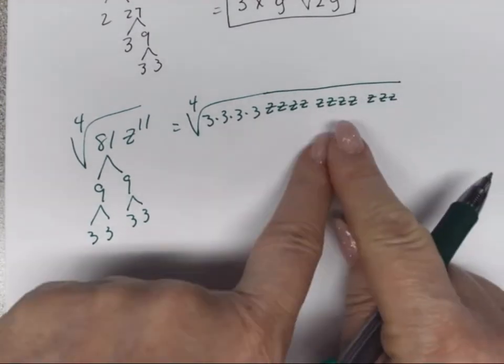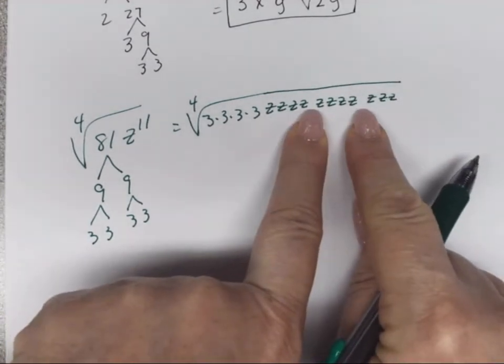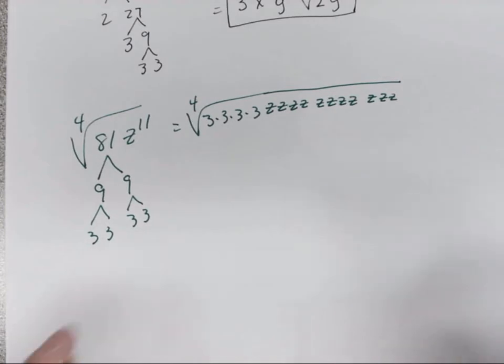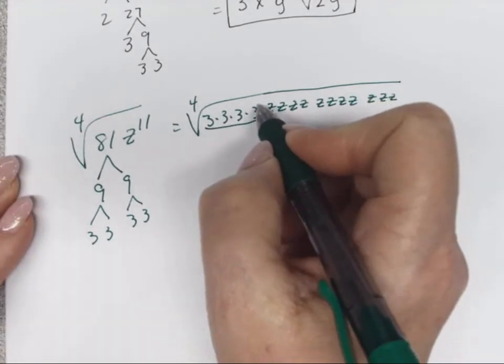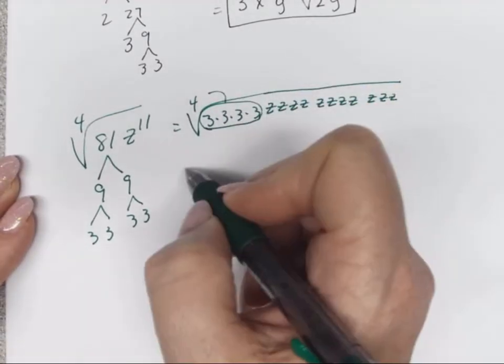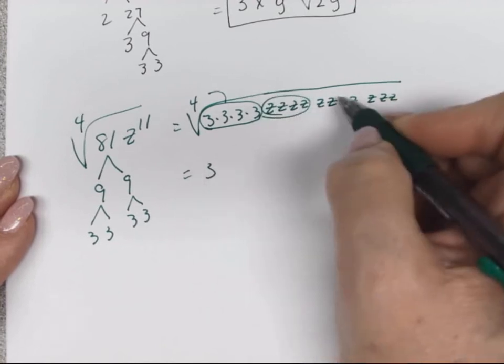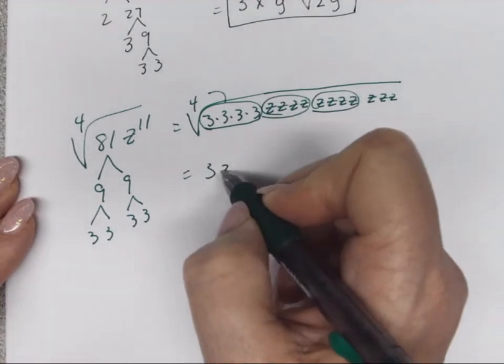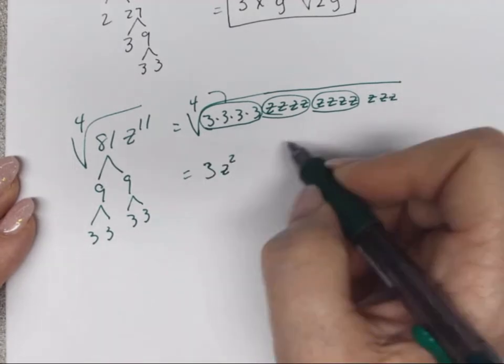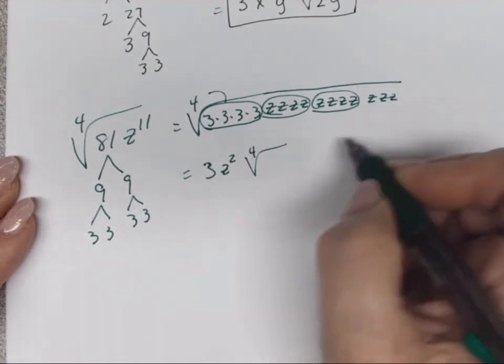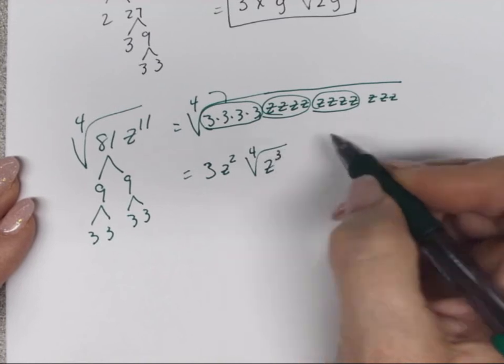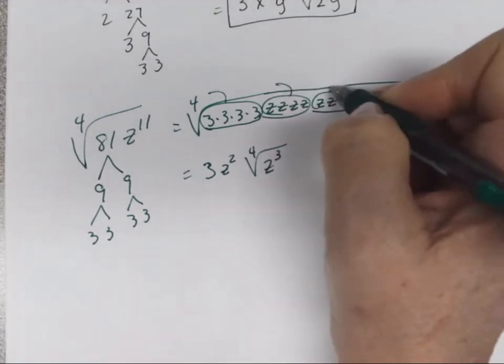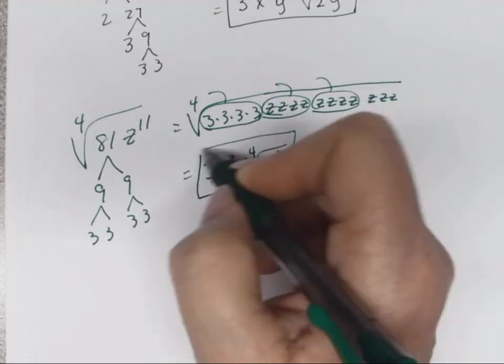Sometimes when I'm doing this, if you notice, I'll put a little break in between the groups of 4, so it makes it easier to circle them. I need 4's of a kind. There's 4 3's, so that'll get me a 3. I have 2 sets of z's, so that's a z times a z, which gets me the z squared. And then on the inside, I still have 3 z's, so that'll be z cubed. And that would be our final answer.